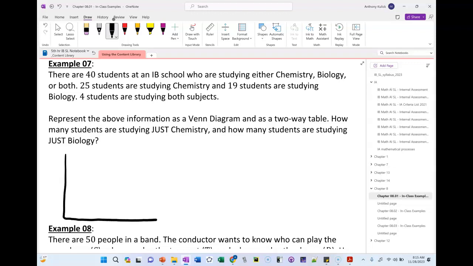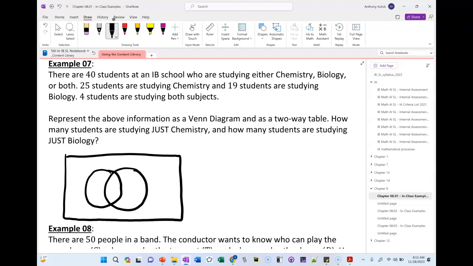So I'm going to start with my Venn diagram. Put my little U here. I'll do C for chemistry, B for biology. Okay, what goes in the intersection? 4. Why did we put 4 there? For studying both.